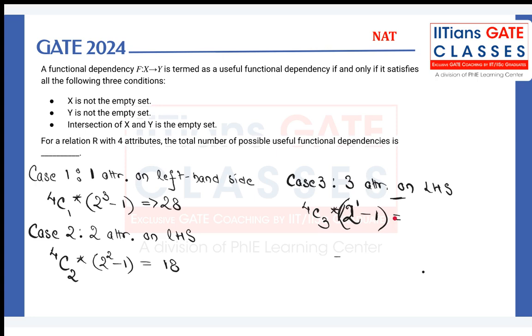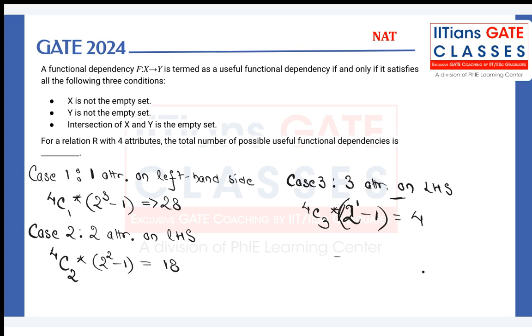This is 4 choose 3 into 2 to the power 1 minus 1. What is 4 choose 3 basically? It is 4, right? 4 choose 3 is 4 choose 1. 4 choose 1 is 4. 4 into 1 is 4, right? I don't want to teach you basic maths.